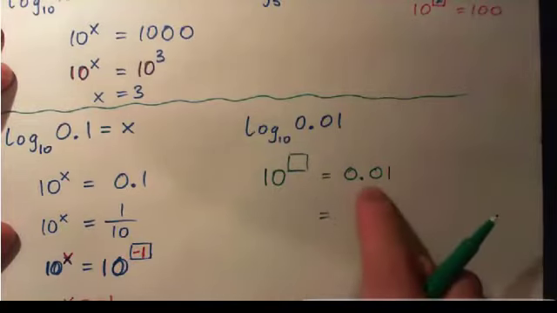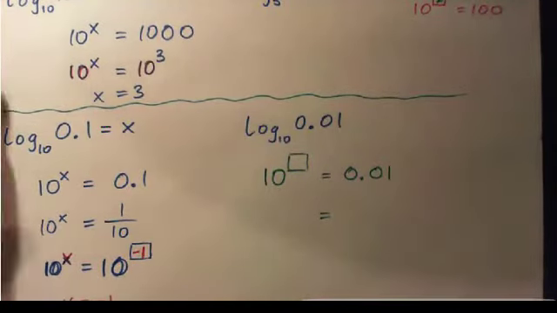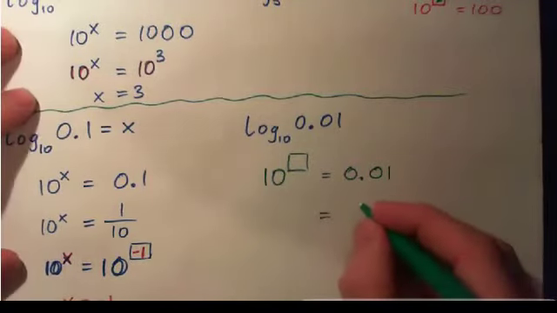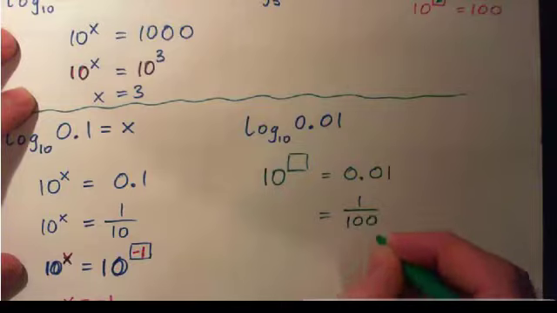So write 0.01 as a fraction and see what you get. It's like 1 cent. 1 cent is what fraction of a dollar? 1 cent is 1/100th of a dollar, isn't it?